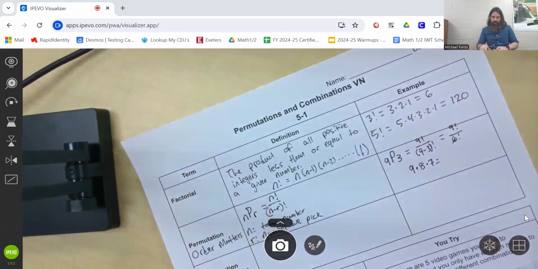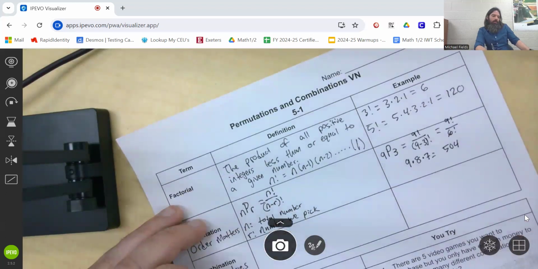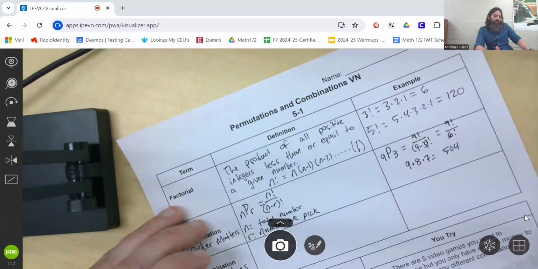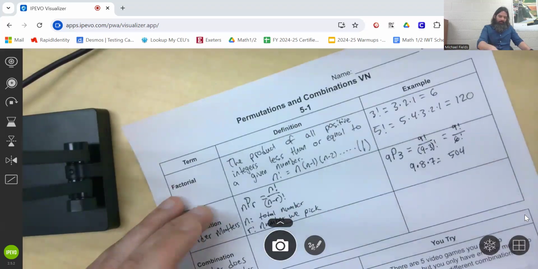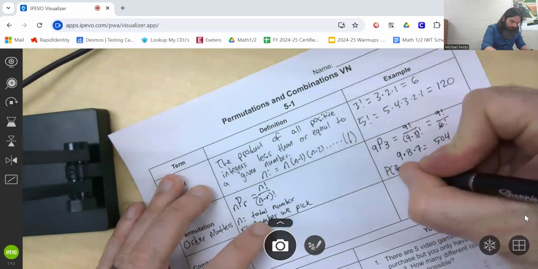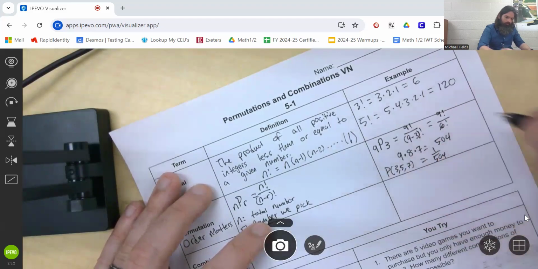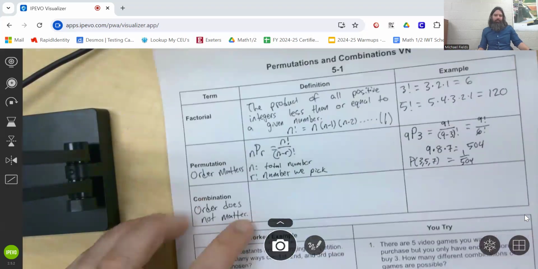Okay? So 9, because on that first draw there were 9 cards to pick from. 8 because on that second draw there were 8 cards to pick from, and 7 because on that third draw there were 7 cards to pick from. And 9 times 8 times 7 gives us 504 possibilities. Okay? Now, if I want to know the probability of drawing a 3 and then a 5 and then a 7, that's one of those 504 possibilities.